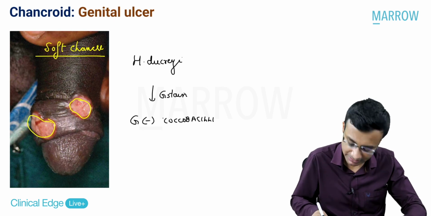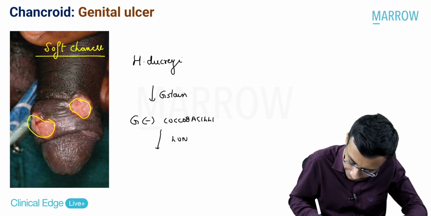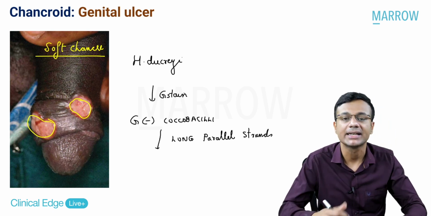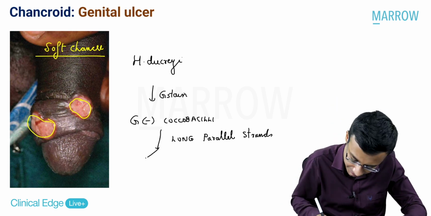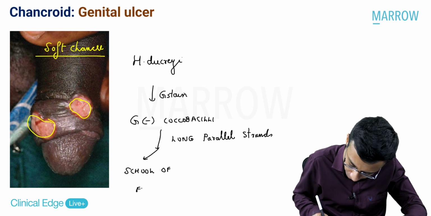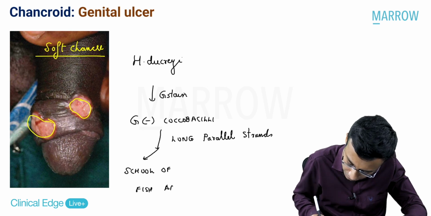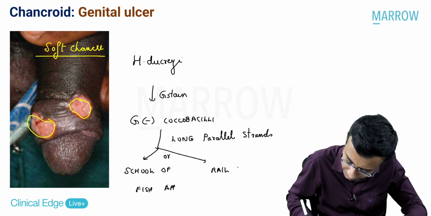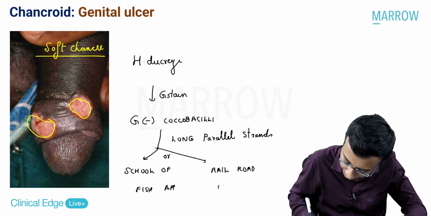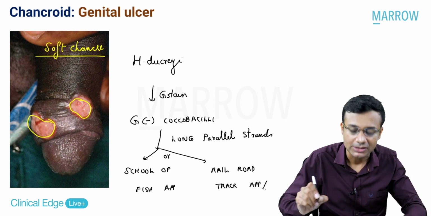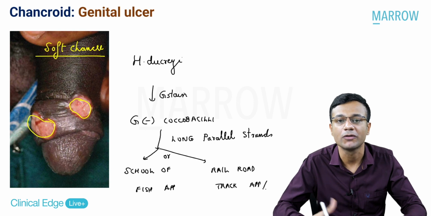Gram-negative cocobacilli arranged in long parallel strands. This is referred to as school of fish appearance, also referred to as railroad track appearance. This is the classical microscopy of Haemophilus ducreyi.